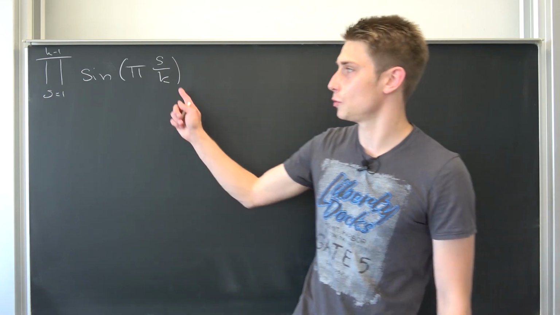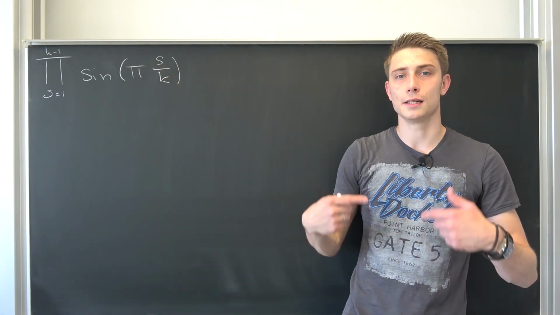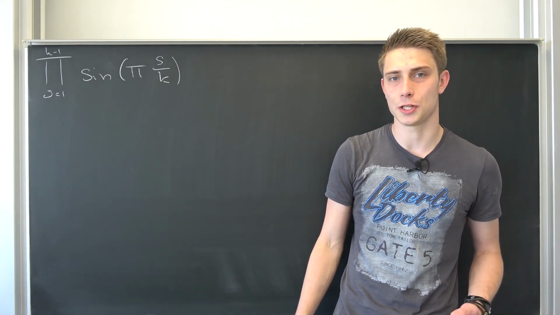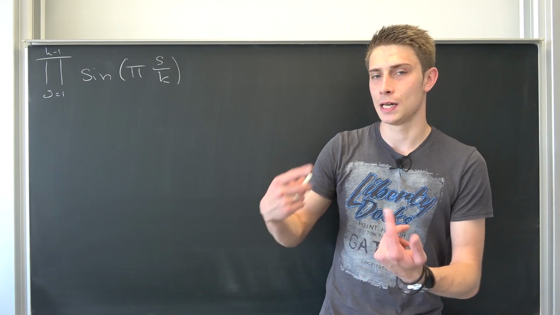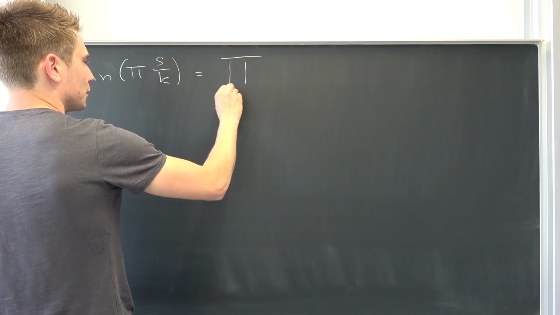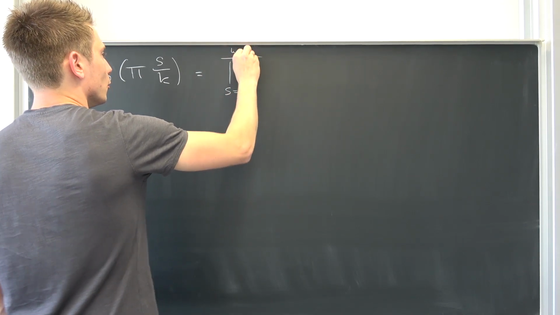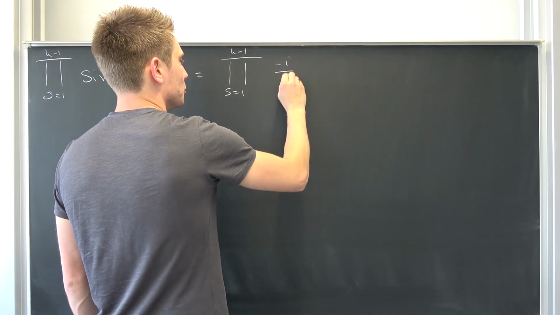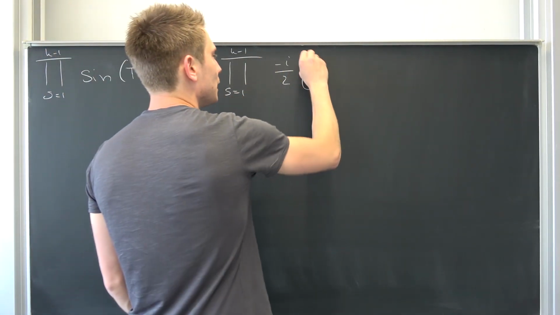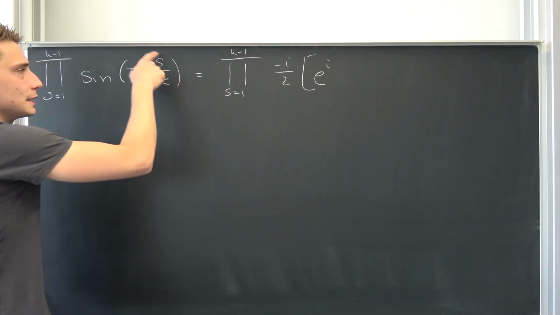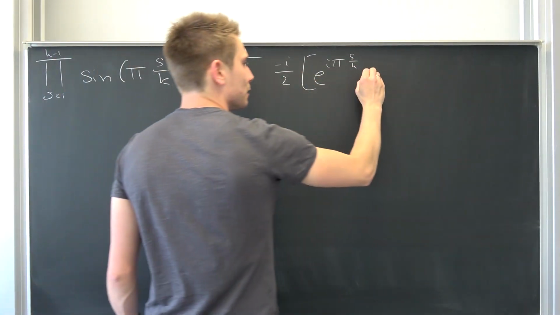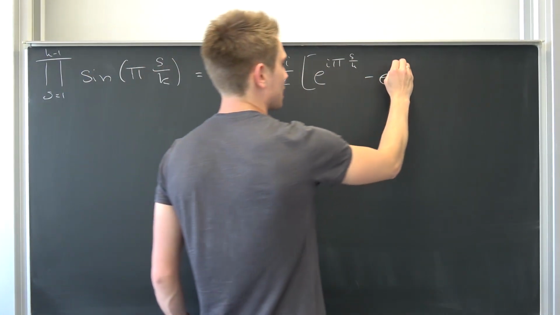So at first I would like to rewrite the sine in its complex exponential form, so negative i over 2 times e to the something. So this is just our finite product of negative i over 2. Some people like to use 1 over 2i, but that's equivalent. And then we have e to the i times this argument, pi s over k, minus the very same thing, but with a negative sign up here in the exponent, okay?